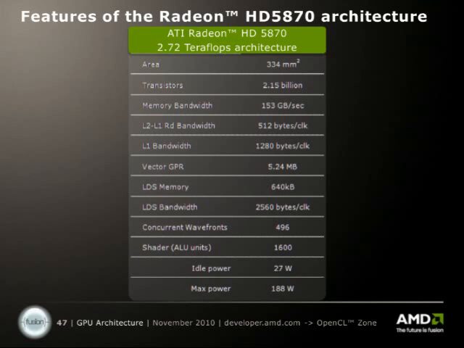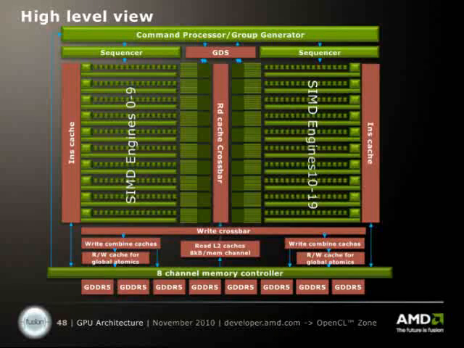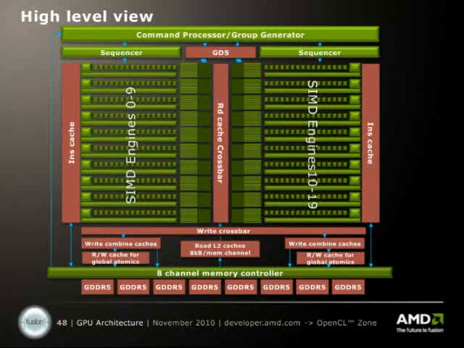The reality is that the number of concurrent wavefronts will depend on how many registers each wavefront uses out of that 5.24 megabytes of vector general purpose registers, and indeed out of the 640K of local data share, which are both divided up among wavefronts and workgroups depending on the requirements of each kernel.